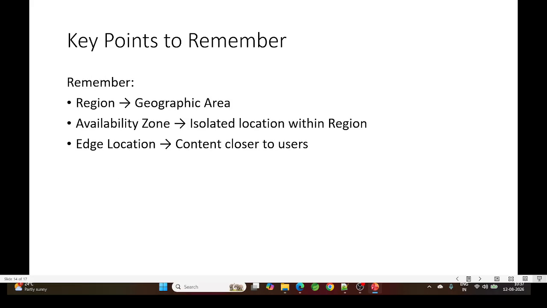Here's the easiest way to remember today's concept. Region means the geographical area. Availability zone means an isolated location inside a region. Edge location means the location used to deliver content closer to users. If you remember these three definitions, you already understand the foundation of AWS global infrastructure.